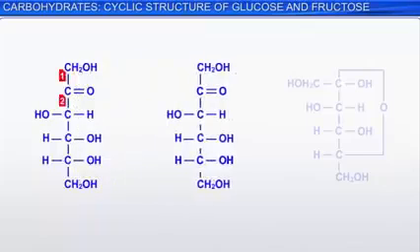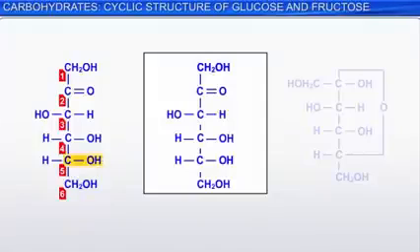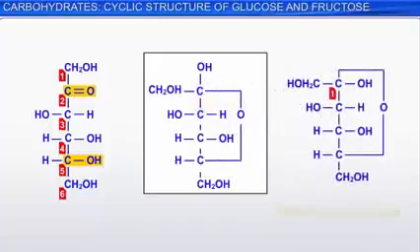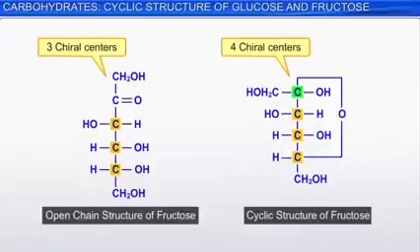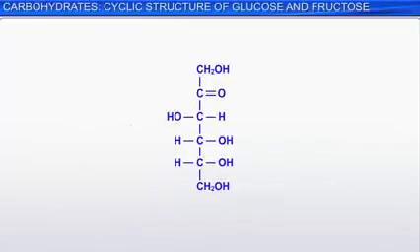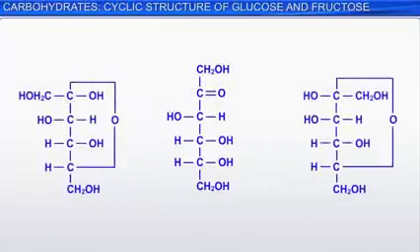The cyclic structure is obtained when the hydroxyl group at C5 gets added to the carbonyl group at C2. The cyclic structure thus obtained is a 5-membered ring. This structure has one chiral center more than the open chain structure. Therefore, there are 2 possible isomeric forms as shown here. The 2 cyclic forms differ in the configuration of the hydroxyl group at C2. These isomers are called anomers.